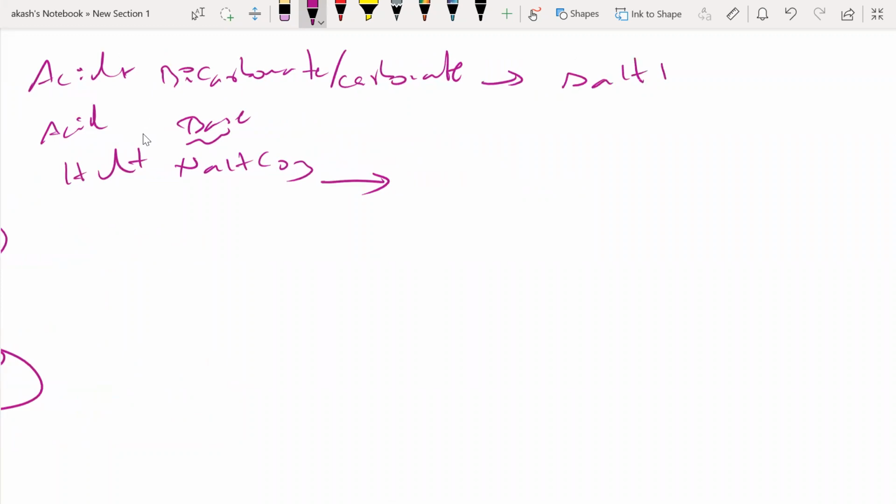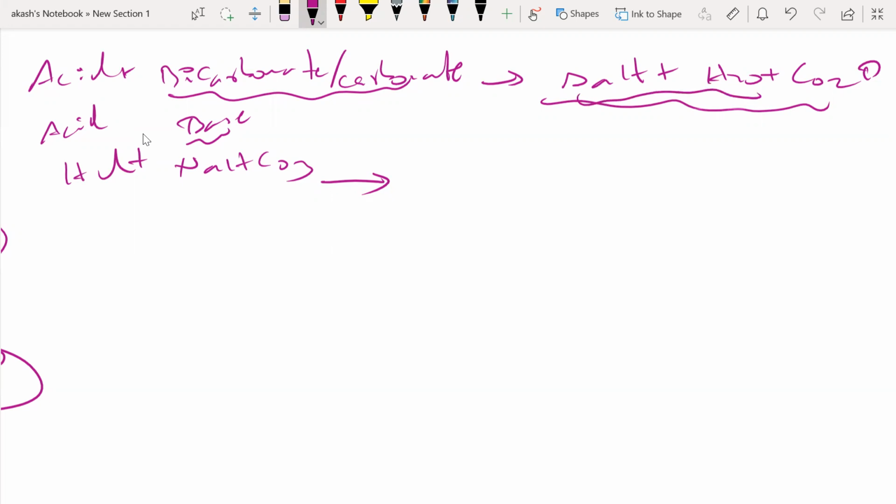That is, you will have salt, you will have H2O, but since it is bicarbonate, one extra thing will come, that is CO2 will also be formed. Carbon dioxide gas will also be evolved. If it is normal acid plus base, salt plus water is what is getting formed. But if the base used is a bicarbonate or a carbonate for that matter, you will have salt plus water, but extra you will have CO2 formation also.